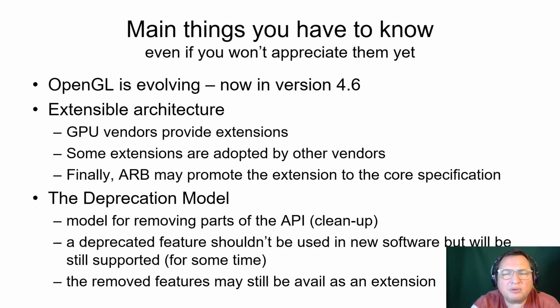But we also have the other model, which works the other way. So this was about how the architecture can be extended, but we also have a very strong deprecation model. This is a model for removing parts of the API, or cleaning OpenGL up of the old functionality. A deprecated feature shouldn't be used in new software, but it will still be supported for some time. And even if some deprecated features are eventually removed completely, they can still remain available as extensions thanks to the extensible architecture.